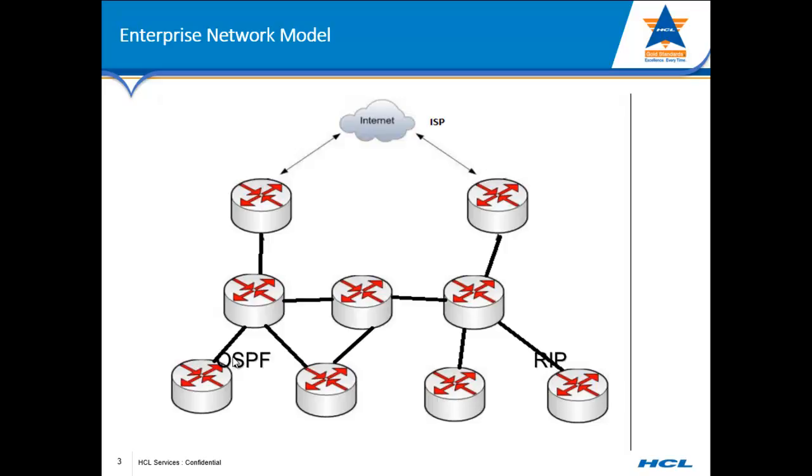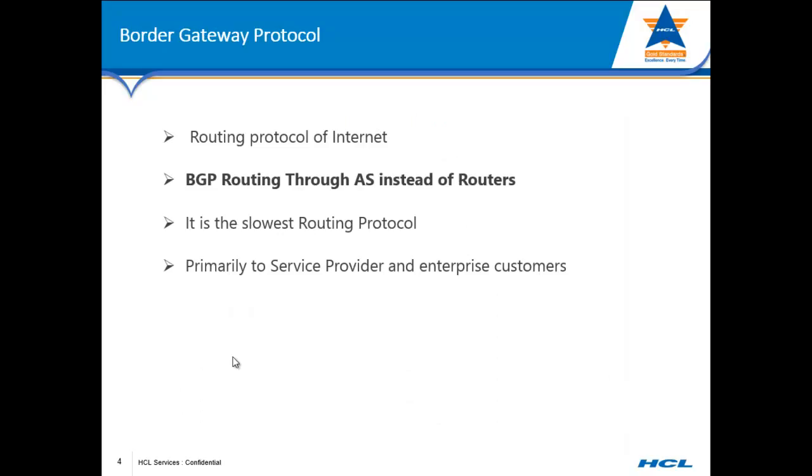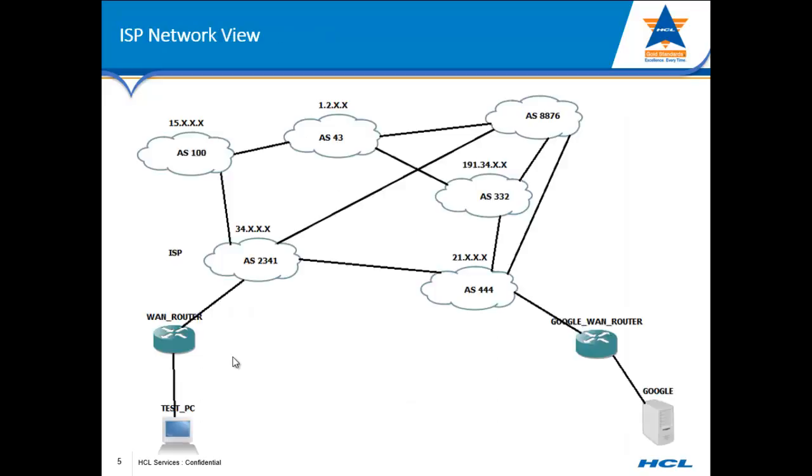So what is an autonomous system? An autonomous system is one or more networks under the authority of a single entity. Let's take this example. We have different ISPs, and these are all ISP networks. We have one ISP, autonomous system 2341, another ISP, autonomous system 100, and others: 43, 332 and 444. All these ISPs are connected to one or more ISPs.